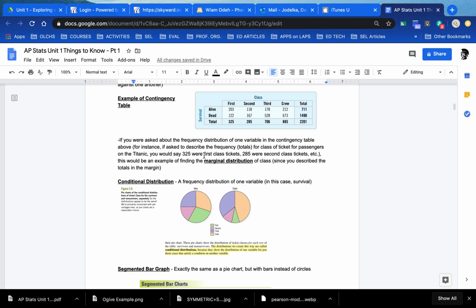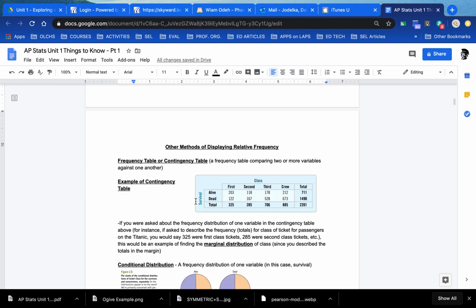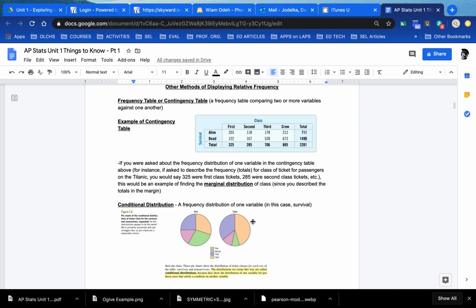We briefly talked about this in Unit 1, the idea of a marginal distribution. That's just telling me the totals for a particular variable. So it's like the numbers in the margins. And again, you can see right here, these are two pie charts of that same data, but separated into alive and dead, like who survived, who didn't.